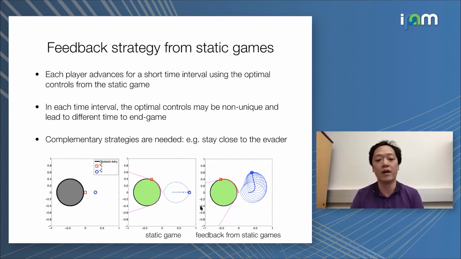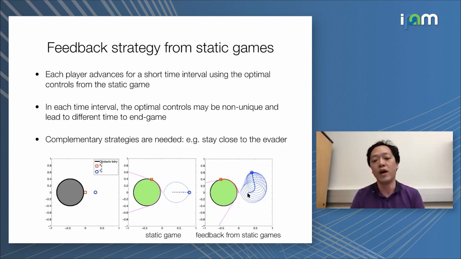Here on the bottom part of the screen, you see the initial state on the left, and then the middle part is the static game, where the good guy just goes away from the obstacles, and the bad guy tries to go very quickly tangential to the obstacles.